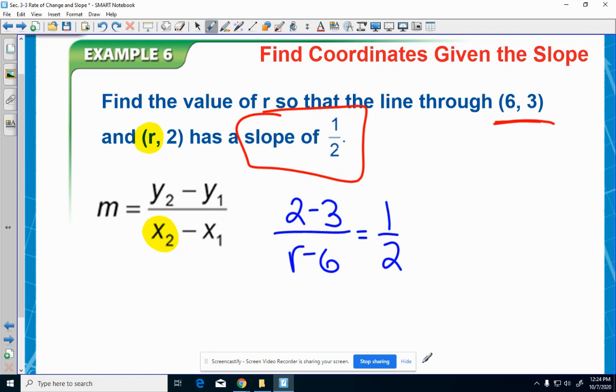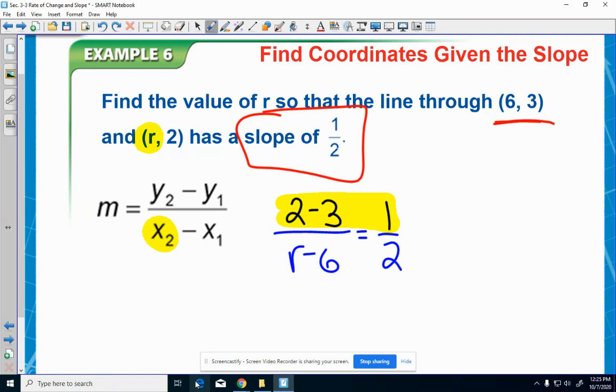Carly, what are you thinking? 8, okay. Logan? 8 as well? All right. Okay. Now, I would 100% agree with you. The answer is 8 if this statement right here was true. Because if that was true, then 8 minus 6 would equal 2, and that would have to be true. But right now, 2 minus 3 is not equal to 1.